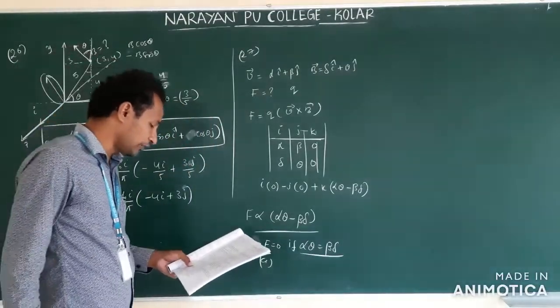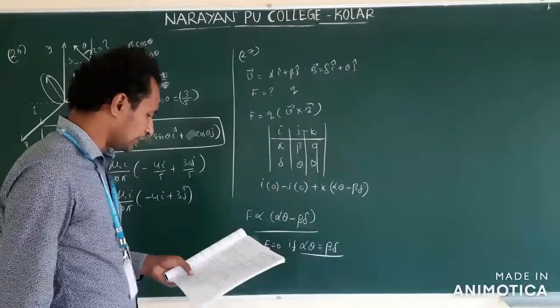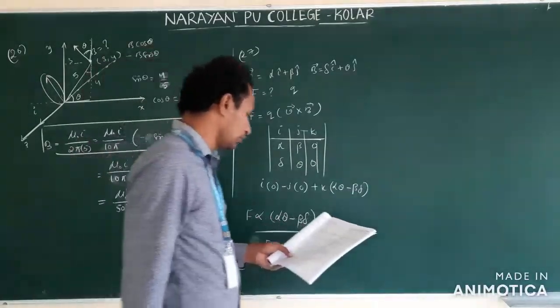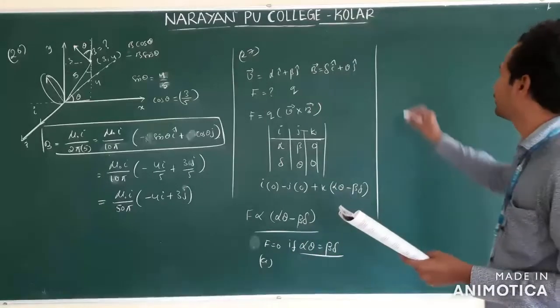In option A, what did they give? 1 and 2. 1 we got as this answer, second we got as this one. So option A is correct. Next, 28.